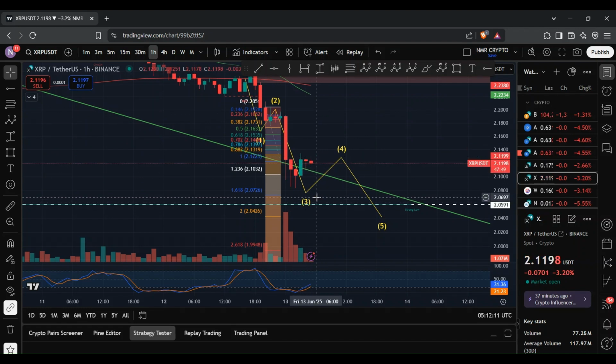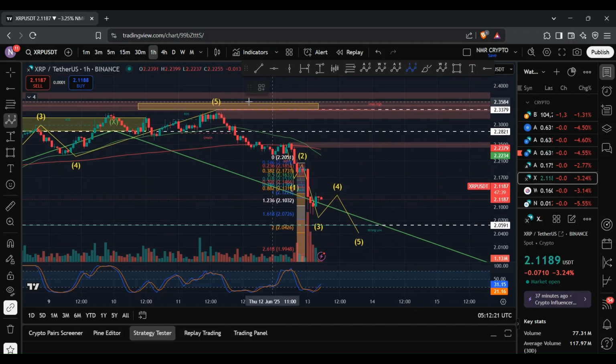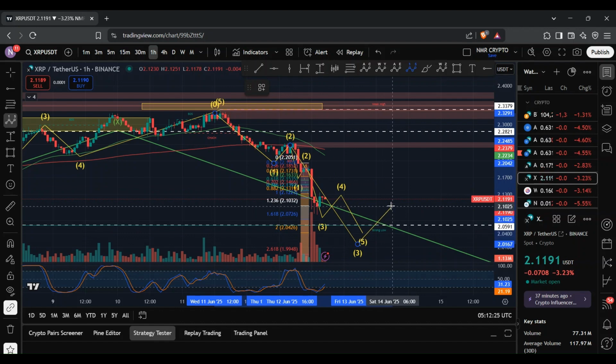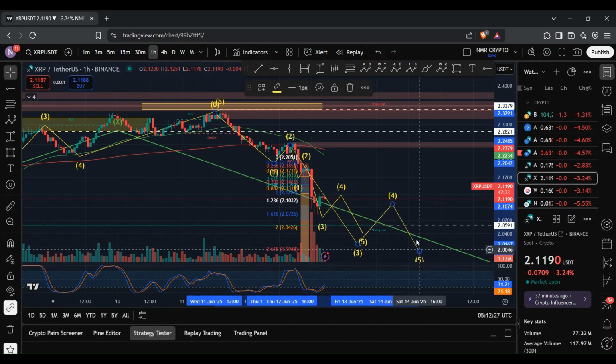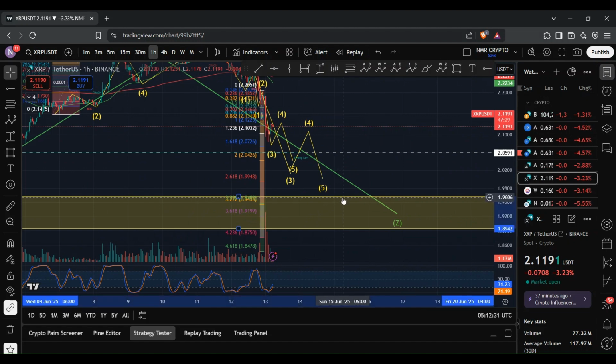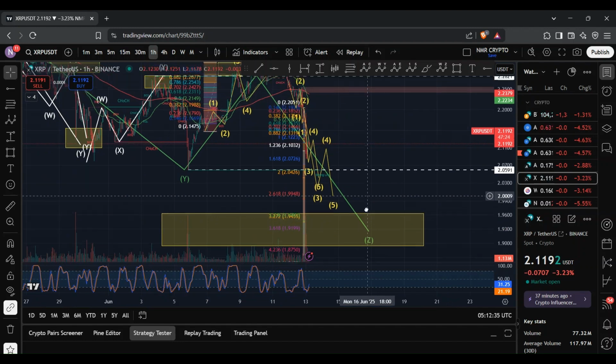So once we see the 5th wave play out, that will then complete the third wave, and then we'll be looking for a move to the upside to complete the 4th wave, followed by a final move to the downside to complete the 5th wave, and that 5-wave structure will then complete the third wave, like so. And then we'll see a pump to the upside to complete the 4th wave, followed by a final move to the downside to complete the 5th wave. And so we could then potentially see XRP tap into this region between $1.89 to $1.96.